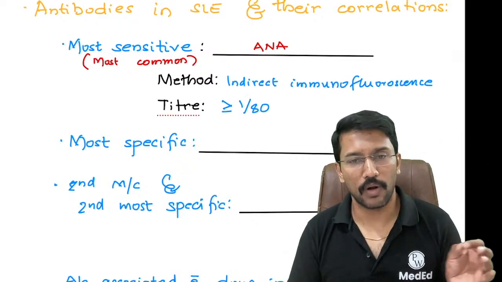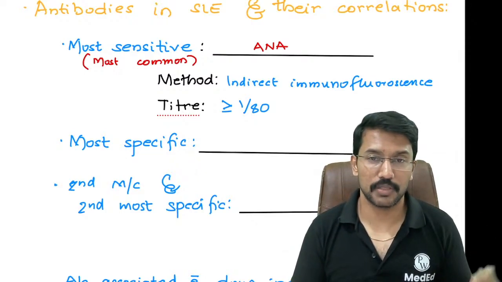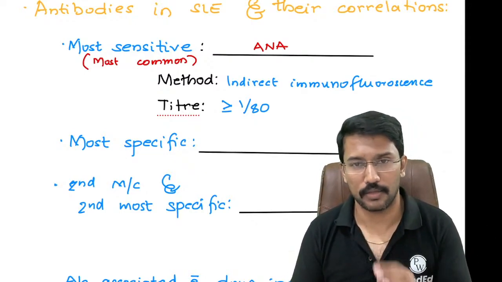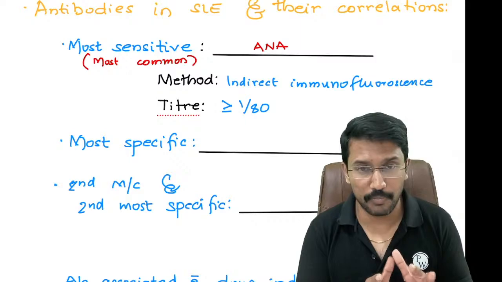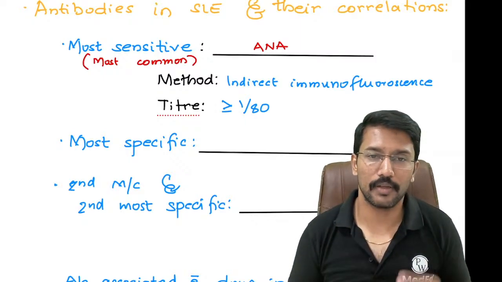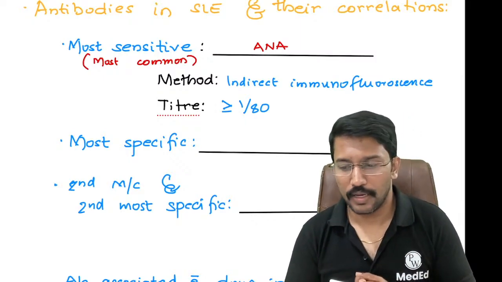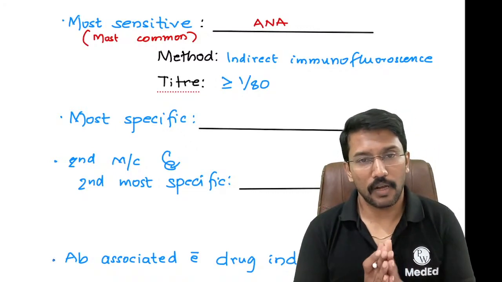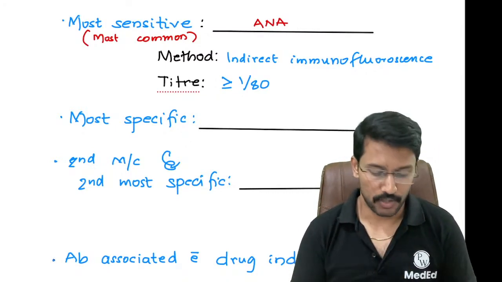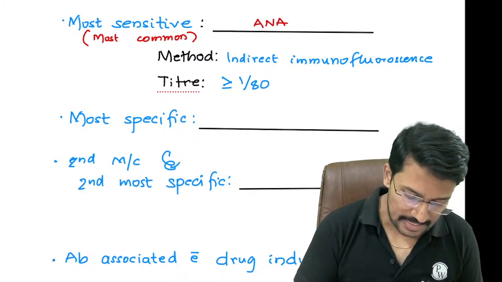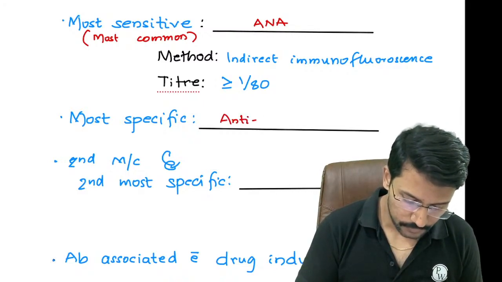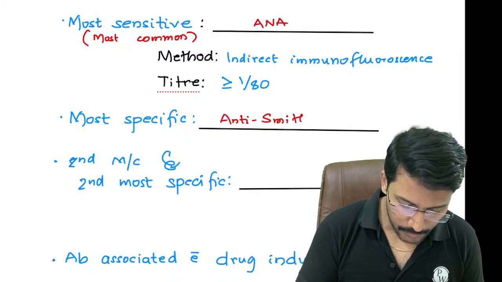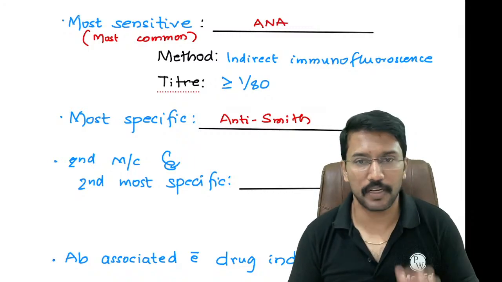If you take a titer of 1 in 40, 5% of the general population will turn out to be positive for ANA. So to call it genuinely positive, we need to have a titer of more than or equal to 1:80. Okay, the second MCQ with respect to antibodies they will ask is, what is the most specific antibody? The most specific antibody is anti-Smith antibody. Anti-Smith antibody is the most specific antibody.